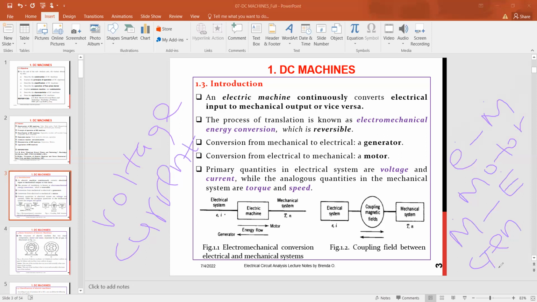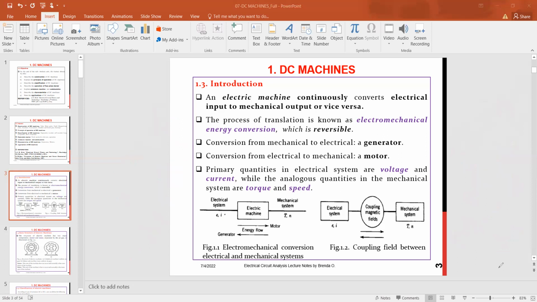So moving to the next figure, we have a coupling field. That is the coupling of magnetic fields from electrical to mechanical and from mechanical to electrical. You can see the direction of the arrows. The direction of the arrows shows how you convert from electrical to mechanical and mechanical to electrical.